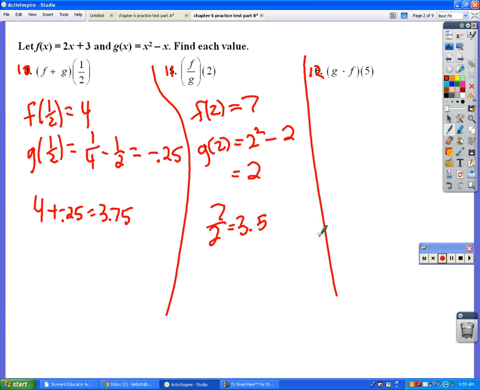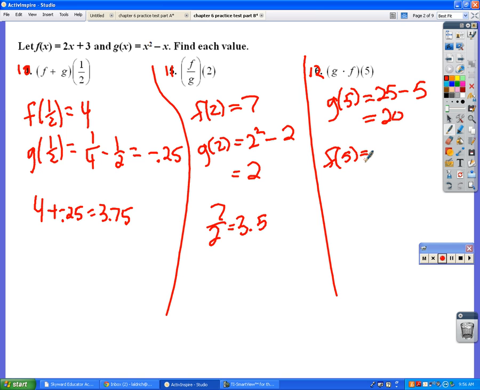Okay, and then number 12, doing the same thing, but now I am multiplying. You got it, or you want to try this one too? So I need to figure out what g of 5 is. 5 squared is 25, minus 5 is 20. Okay, and then what's f of 5?